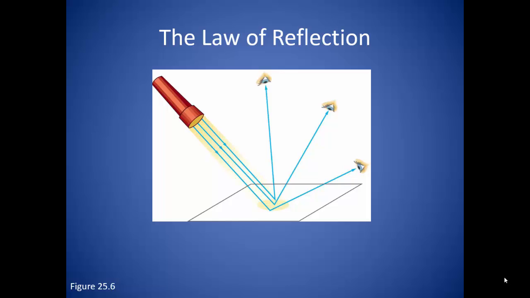There are three things that can happen to a ray of light when it hits a surface. It can be reflected, absorbed, or transmitted. The law of reflection describes the light ray when it hits a surface that reflects it. So the light rays traveling from the flashlight will hit the surface and bounce off in some direction.